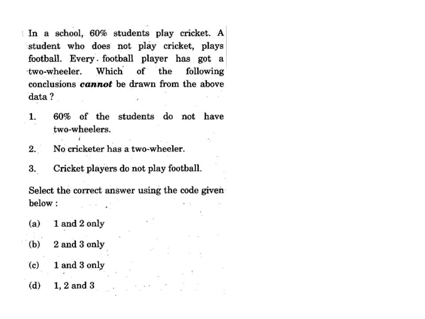In a school, 60% students play cricket. A student who does not play cricket plays football. Every football player has got a two-wheeler. Which of the following conclusions cannot be drawn from the above data? He says the first one, 60% of the students do not have two-wheelers. Which means he is trying to say that the cricket players do not have a two-wheeler. But nowhere in the data is it given that cricket players do not have a two-wheeler. They said football players have got a two-wheeler, but they did not say cricket players did not have one. So you cannot draw the first conclusion for sure.